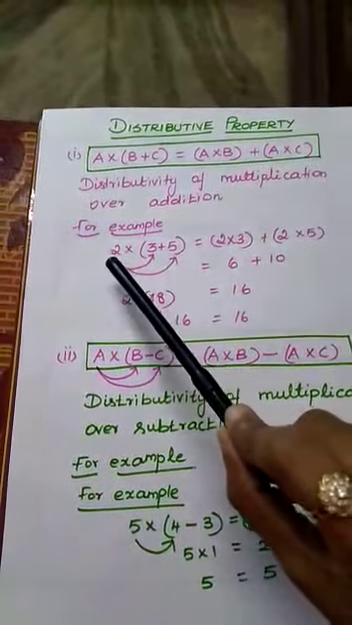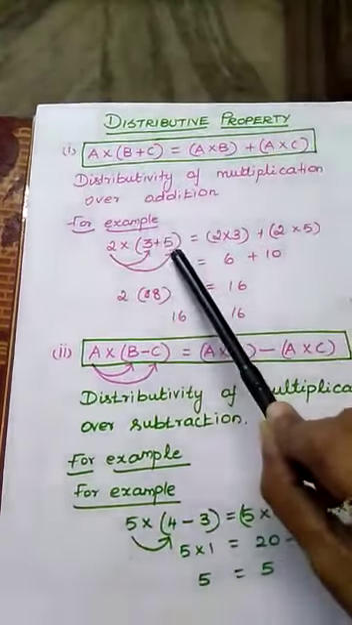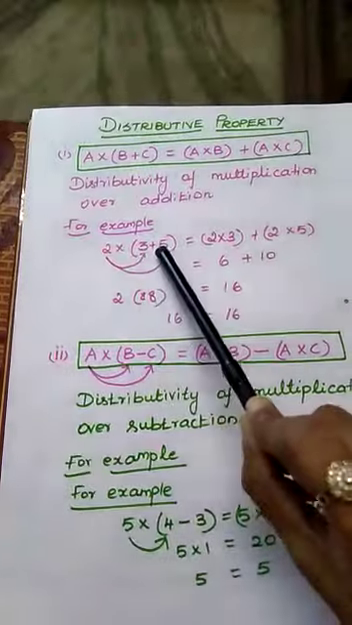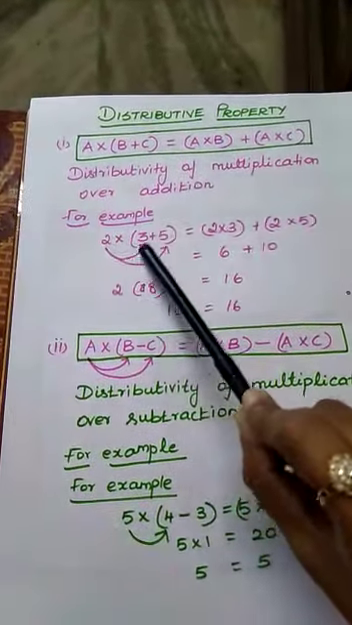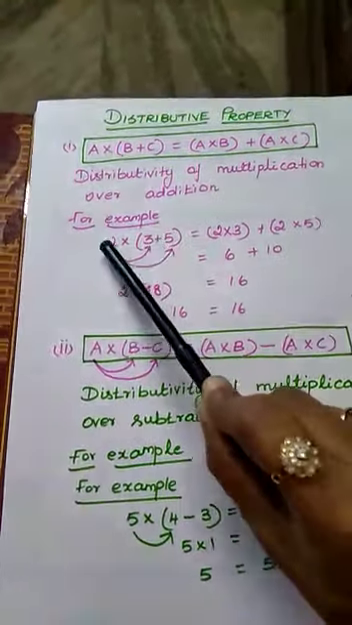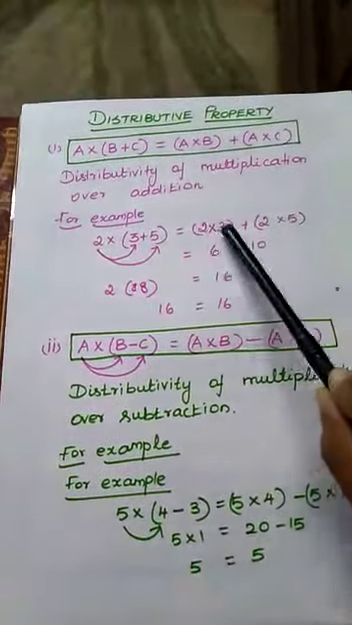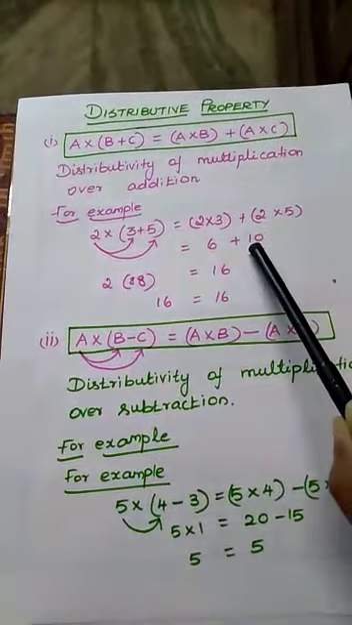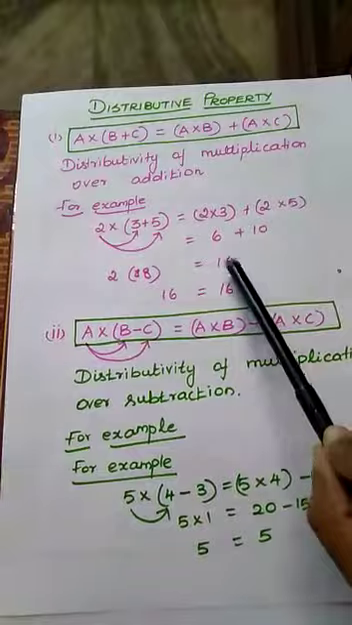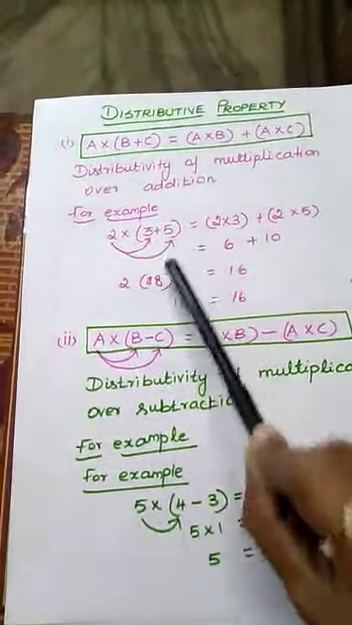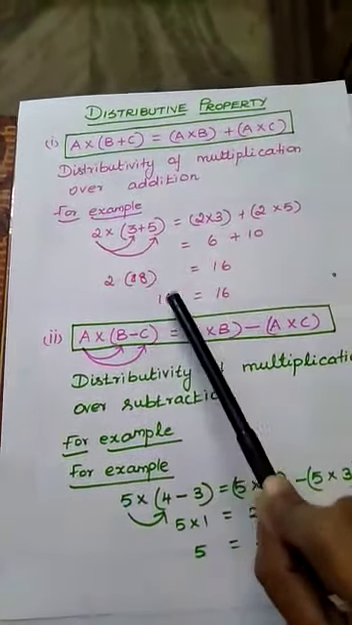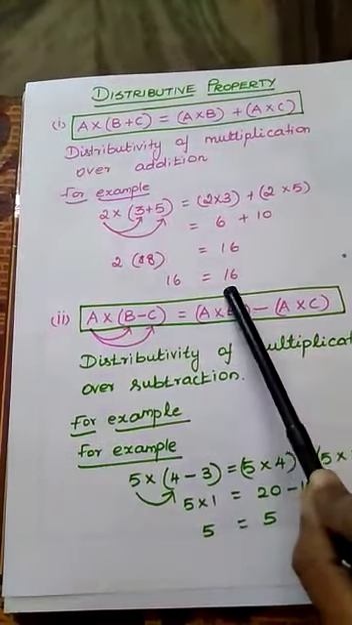For example, you take three values 2, 3, 5. So 2 into (3 plus 5) is equal to 2 into 3, put a positive symbol, then 2 into 5. 2 3s are 6. 2 5s are 10. What is the answer? 6 plus 10, 16. In the LHS, 3 plus 5 is 8. 8 2s are 16. LHS is equal to RHS.